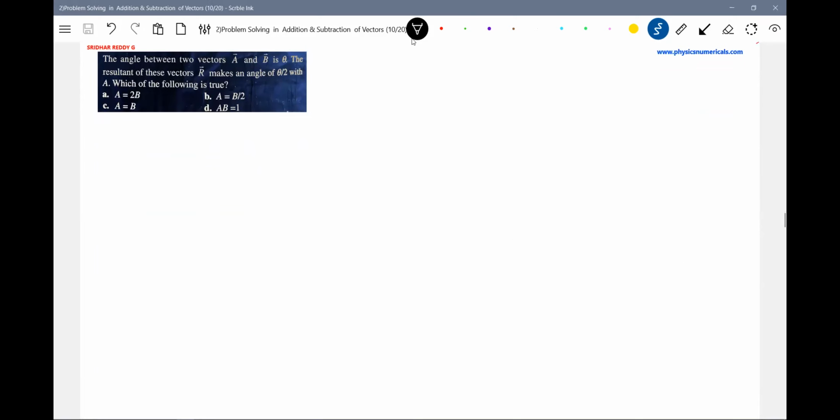And the angle between two vectors A and B is theta. There's a vector A bar, there's a vector B bar. The resultant R of these vectors makes an angle theta by 2 with A. It will make equal angle, theta by 2, theta by 2. Then what about A and B? They should be equal, no? There's no need to fight further. You can directly say they're equal, or else you can do one thing.